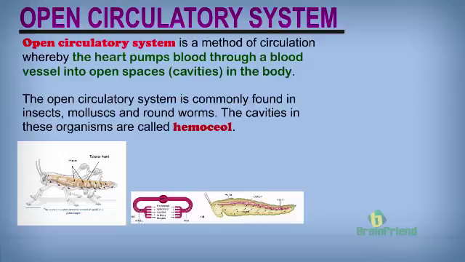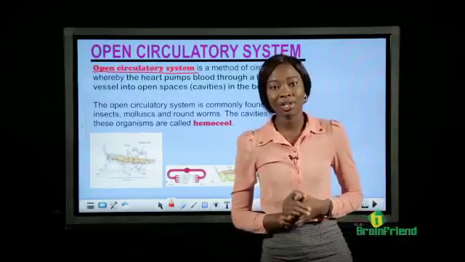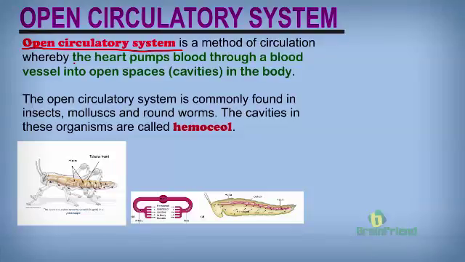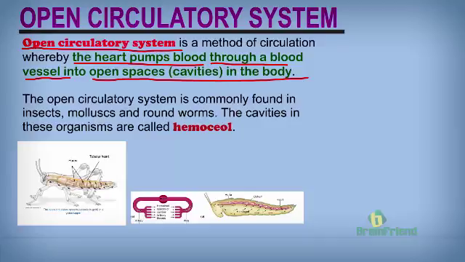The first, open circulatory system. This is a method of circulation whereby the heart pumps blood. Remember, the heart is a pumping device. The blood flows through a vessel into open spaces in the bodies of animals. These open spaces are also called cavities. Open spaces or body cavities.